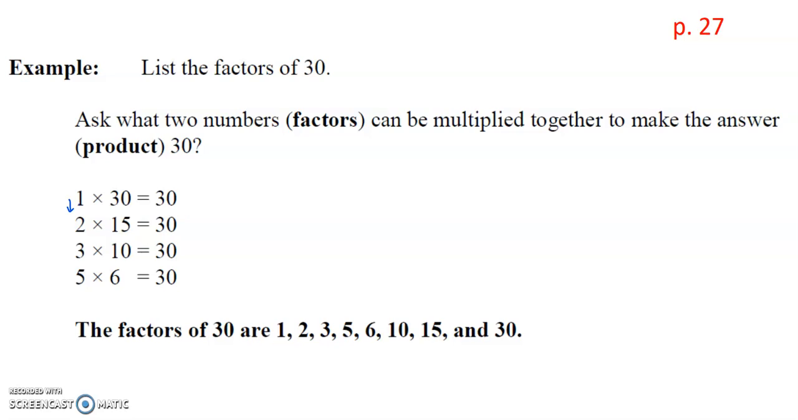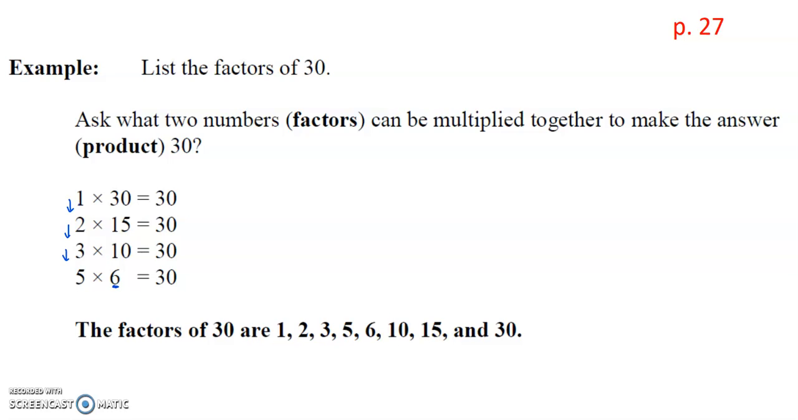Is 2 a factor of 30? Yes, it is. 2 times 15 makes 30. And then going down from 2, is 3 a factor of 30? Yes, it is. 3 times 10 is 30. Is 4 a factor of 30? It is not. Is 5? Yes, it is. 5 times 6 is 30. And then is 6 a factor? It is. It's right over here.